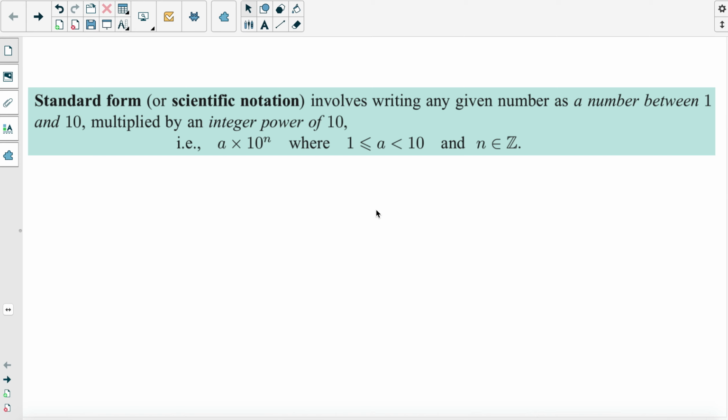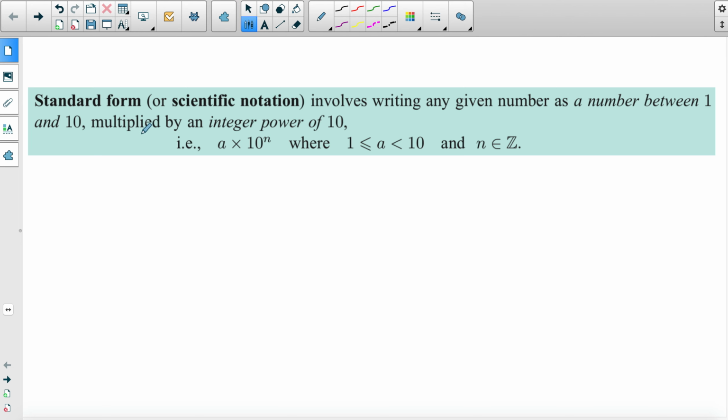In this video, I'm going to go through standard form, or what we call scientific notation. I'm going to go through some basic questions to reinforce your understanding of standard form, and then in the subsequent videos, we're going to go through different types of questions you might face, and even application questions regarding standard form.